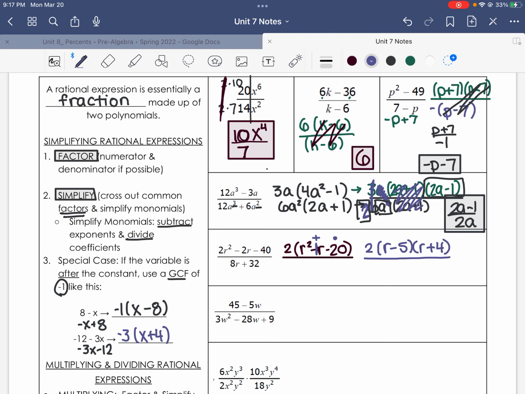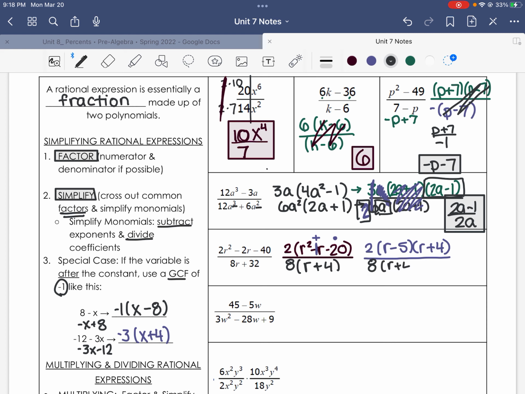Negative 5 times 4 is negative 20. Negative 5 plus 4 is negative 1. Done. Bottom part. 8 and 32 can both be divided by 8, which leaves me with r plus 4. There's no squared or anything on the inside, so that one's just done.